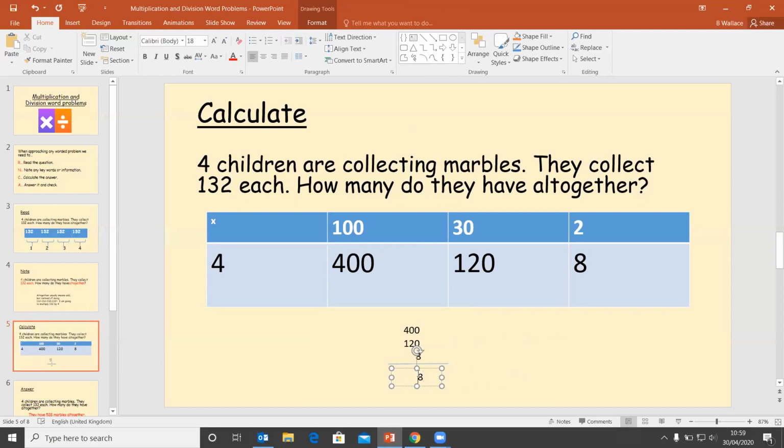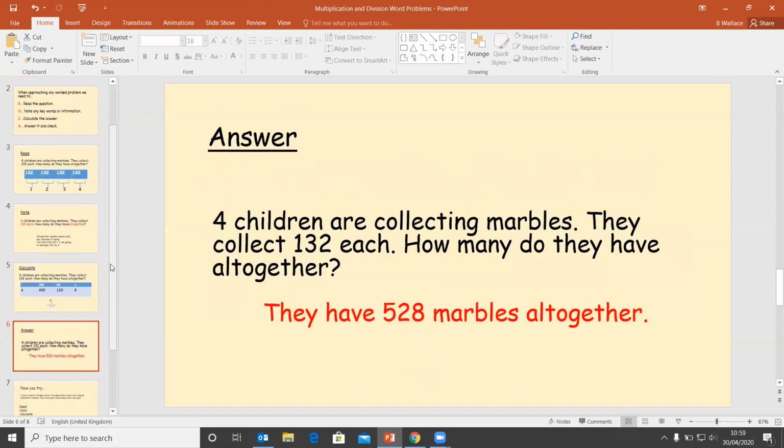Okay, then we are going to do 0, add 2. Sorry, I'm trying to get this out of the way for you. Okay, there we go. Let's move that over slightly. And then we are going to do 4, add 1, which is 5. So in total, you should have 528 marbles in total. Okay, now let's see if we are correct. Yes, we are right. We have 528 marbles altogether.